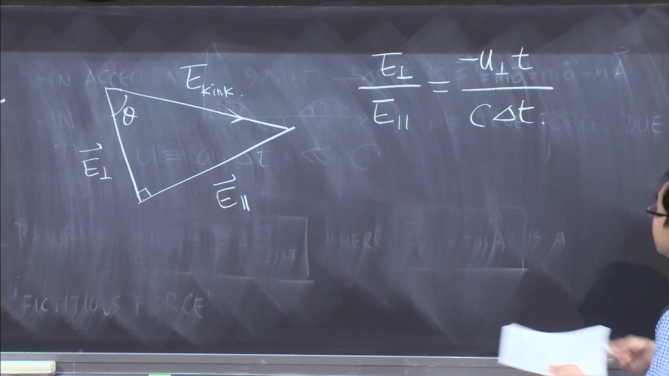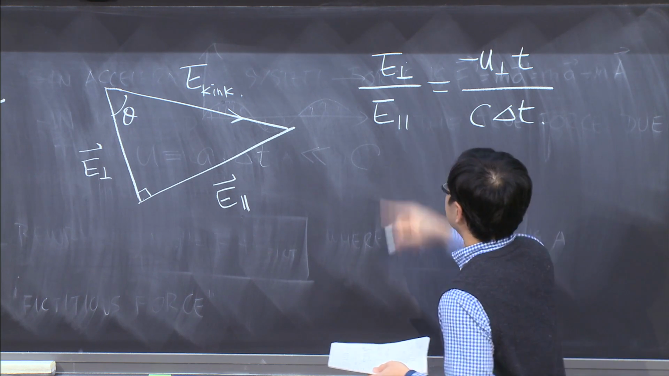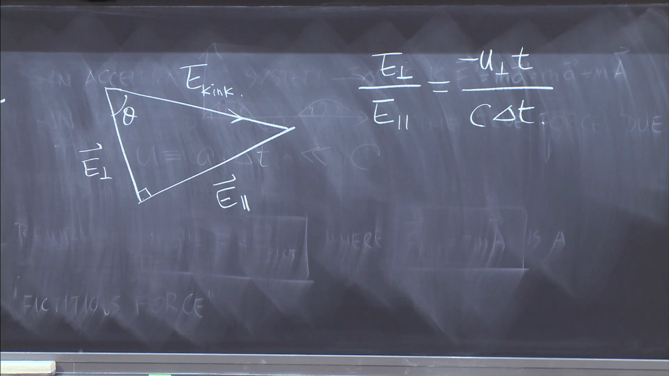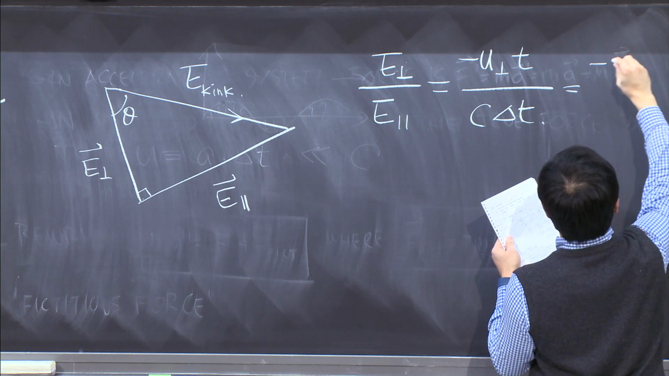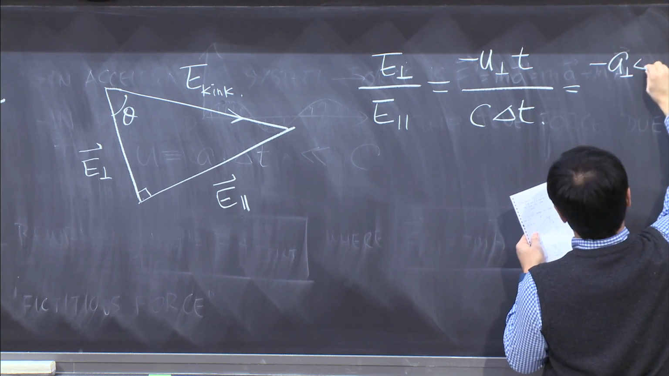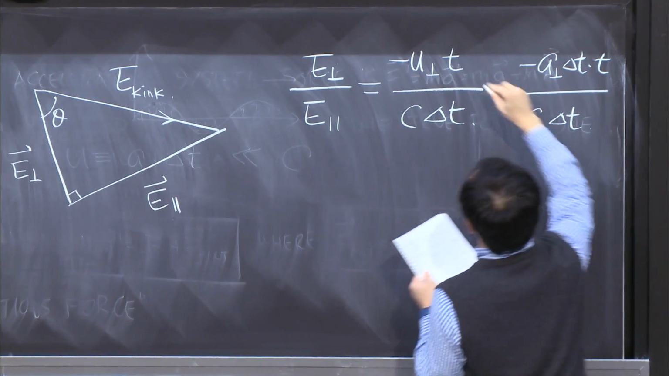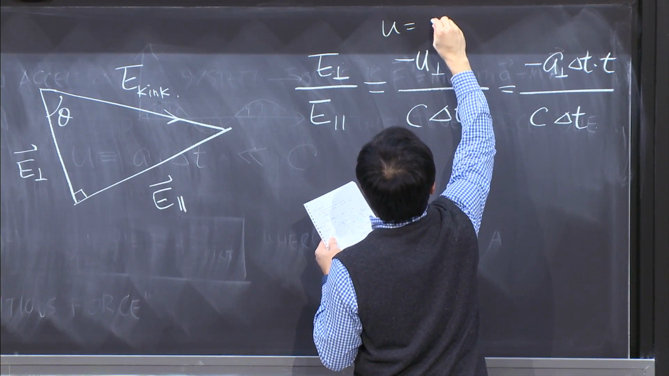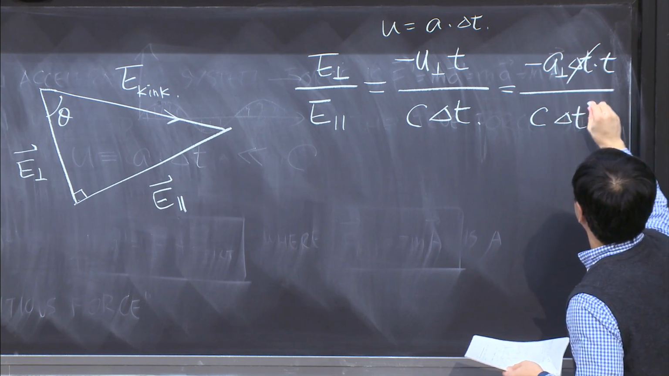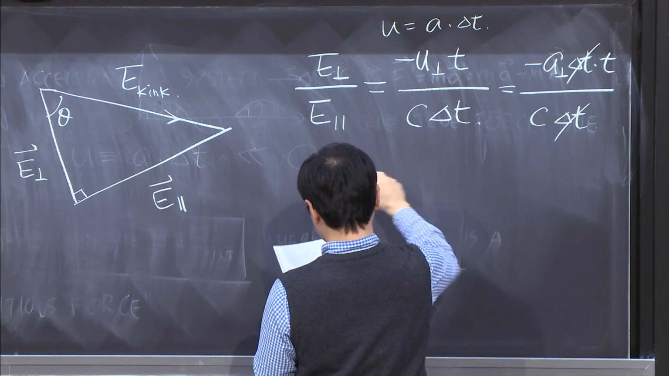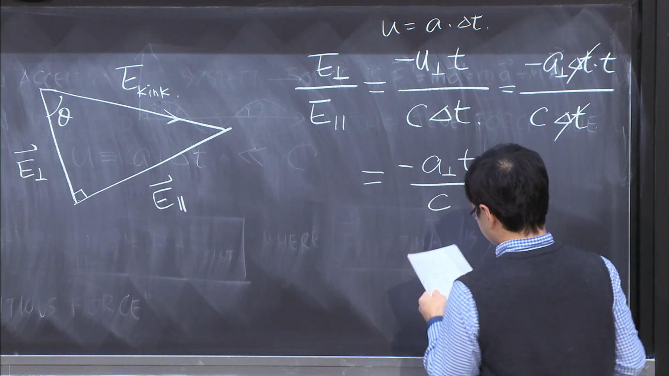Okay? From this pure geometrical argument, you can conclude what the ratio between E perp and E parallel is, which is equal to that. And I can write it down explicitly, right? Basically, that's going to be equal to a perp delta t times t divided by c delta t, right? Remember, u is equal to a times delta t, okay? Therefore, I can now cancel delta t. Then basically what I get is minus a perp t divided by c, okay?